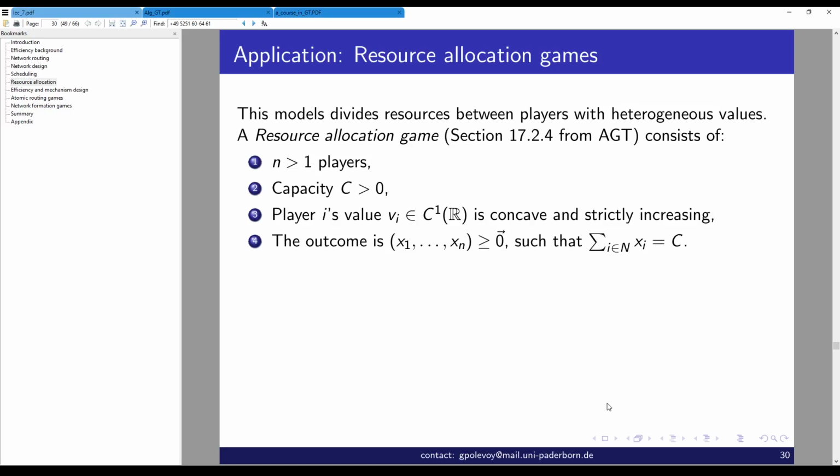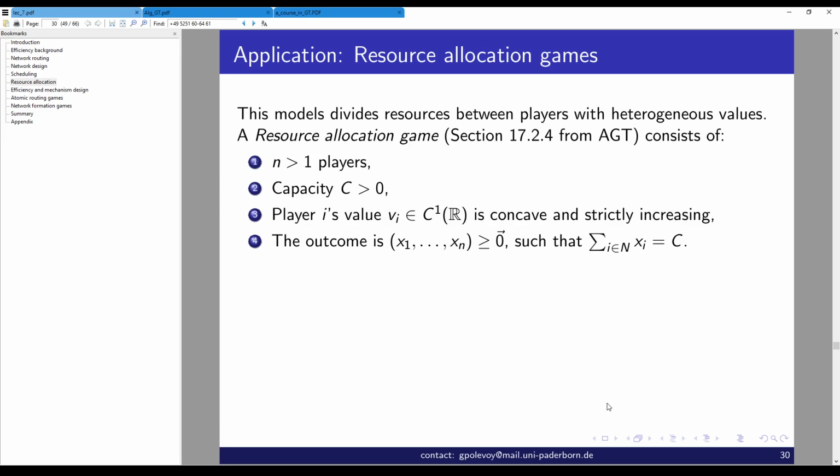So the resource allocation games model dividing a single resource between players, such that the players value the same resource or the same amount of resource, because here this is going to be something which can be divided in a continuous manner. The players value it in different manners, so the players have heterogeneous value functions. And that's also taken from algorithmic game theory.